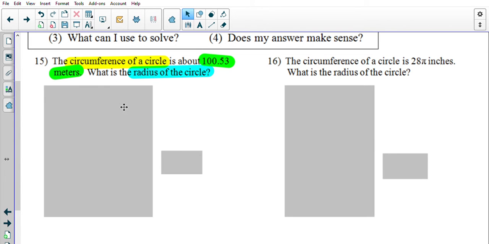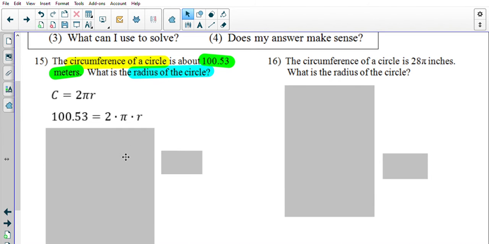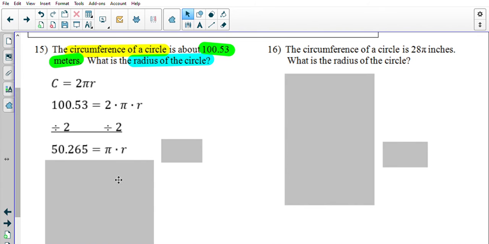So I'm going to use the circumference formula for a circle, which is 2 pi r. And I'm going to replace c with 100.53. So I have 100.53 equals 2 pi r, or 2 times pi times r. The way I suggest doing this is to divide both sides by 2 first. What that does is it leaves you with pi times r still, but it gets rid of the 2 on the right-hand side. 100.53 divided by 2 is 50.265. And notice I'm not rounding anything.